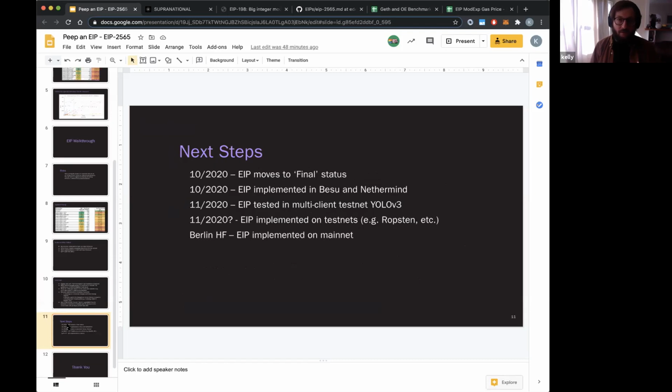So, tentative plan, in terms of next steps: the EIP will move to final status this month. The EIP still needs to be implemented in Besu and Nethermind. We'll then test this in a multi-client testnet, likely YOLO v3. It'll get implemented on a normal testnet like Goerli or Ropsten or what have you. And then hopefully in the Berlin hard fork, this repricing will actually come to mainnet and people will start to see the benefits of the improved pricing formula and the lower cost for these operations.